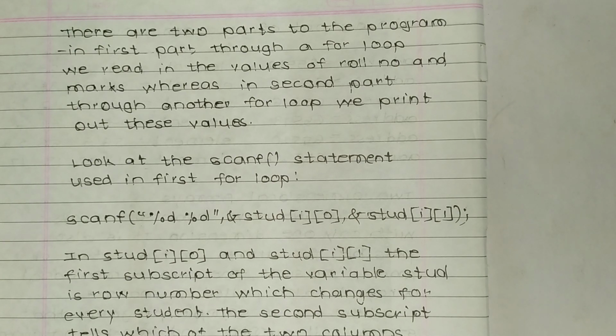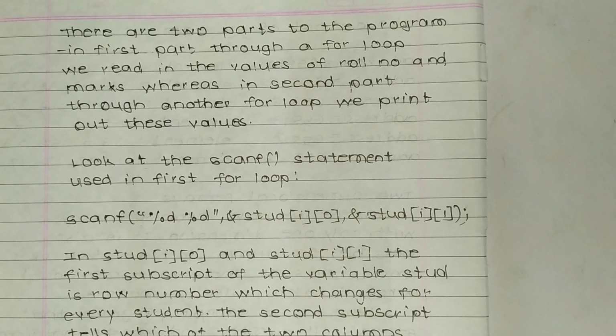Look at the scanf function statement used in the first loop, which is as follows: scanf("%d %d", &student[i][0], &student[i][1]). So these are two arrays.